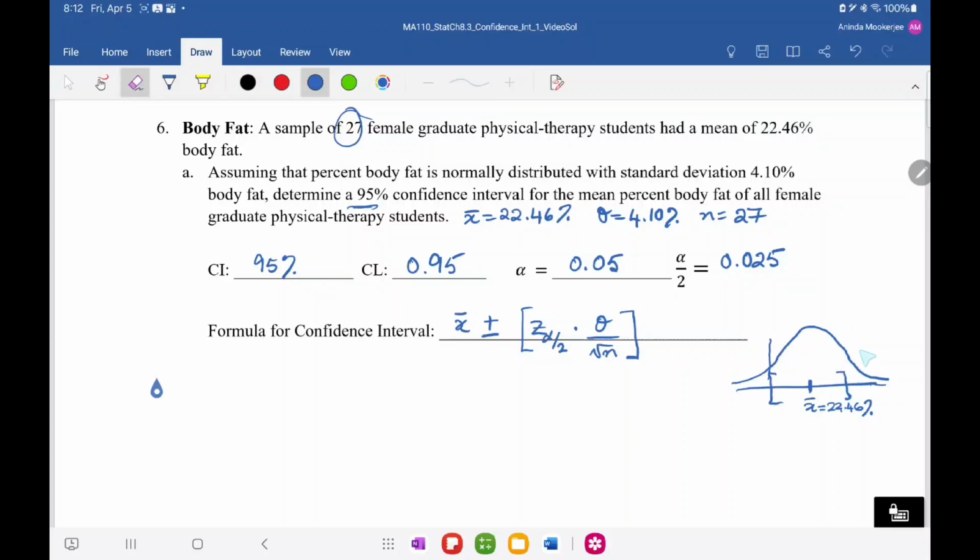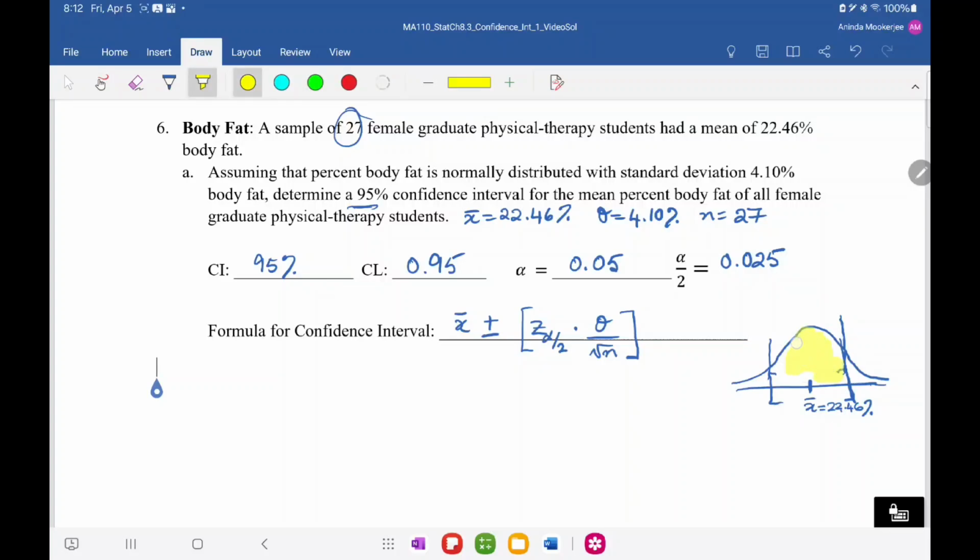Unfortunately I'm not able to draw a symmetrical figure, so let me try again. Let's say it's here. This is probably slightly better. All right, so it's still not symmetrical, but oh well.